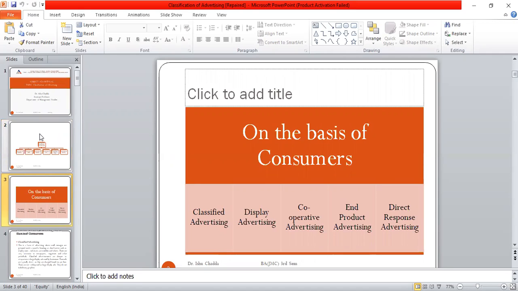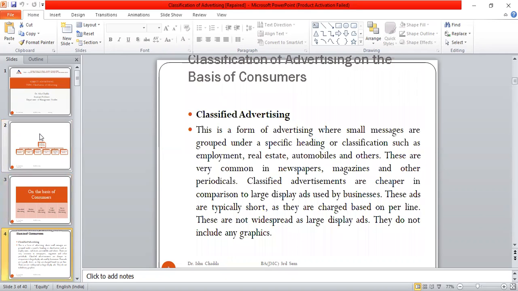This is classified into five types: classified advertising, display advertising, cooperative advertising, product advertising, and direct response advertising. This classification is mainly based on the choice of the consumer, how they want their ads to be there. That's why they have classified these into five types. The first one is classified advertisement.